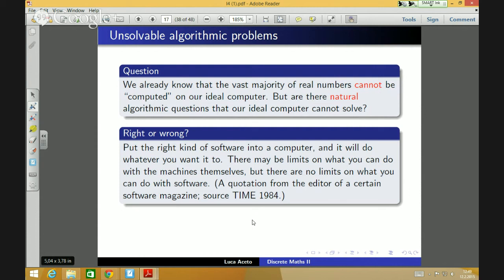In 1984, Time magazine ran a special issue on software. And the editor of a software magazine went on record as saying, put the right kind of software into a computer and it will do whatever you want it to. There may be limits to what you can do with the machines themselves, but there are no limits to what you can do with software. I have one word for this: bullshit. This is completely false. See Theory of Computation for details.